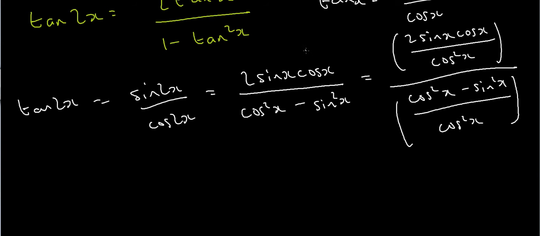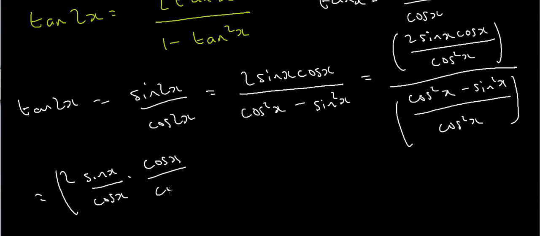Okay, so now how does this simplify? Well, I can rewrite the top as follows. I know that's the same thing if I just split this fraction up, which I can do because it's just multiplication. This is the same thing as 2 times the sine of x, if I put this in brackets, over the cosine of x, so that's dealing with one cosine, and I'm going to multiply that by the cosine of x over the cosine of x.